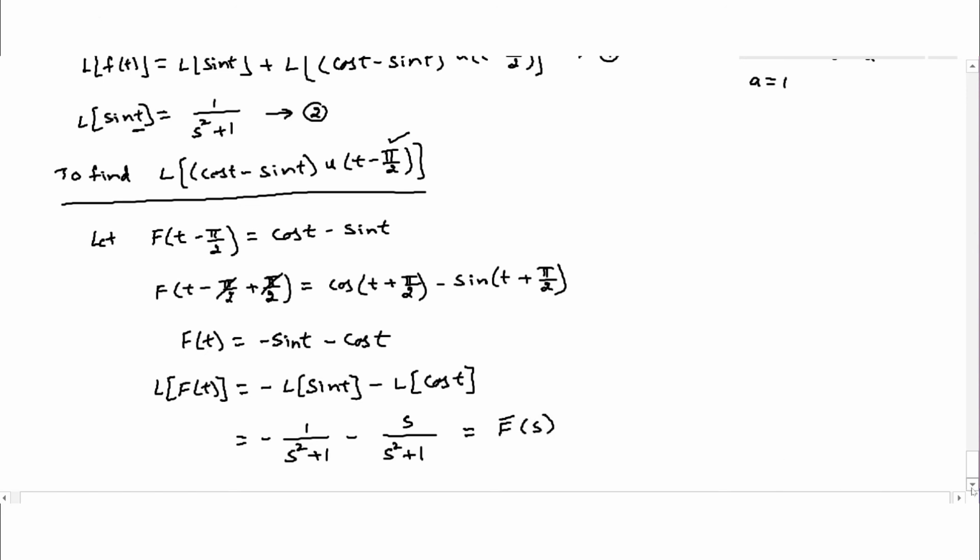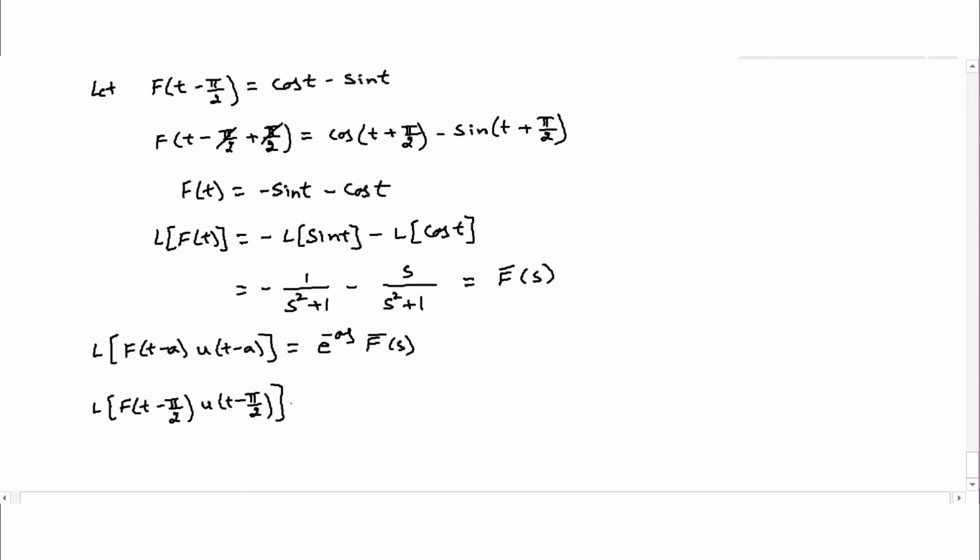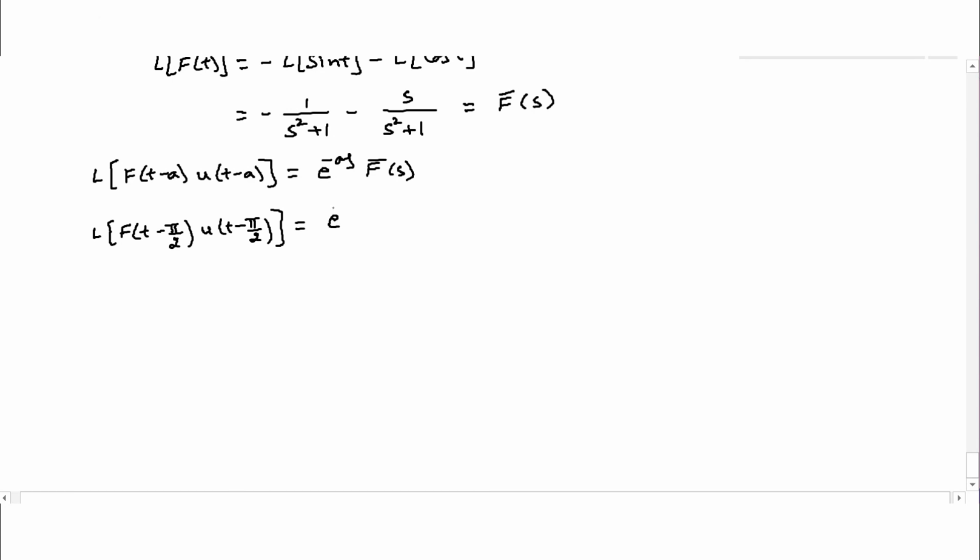Now if you try to use the property, we have the Laplace transform of f of (t − a) into u of (t − a) is nothing but e power of minus a s into f bar of s. So this is the Laplace transform of f of (t − a), where you have taken a as π/2, into u of (t − π/2), which is equal to e power of minus π s by 2 into your f bar of s.